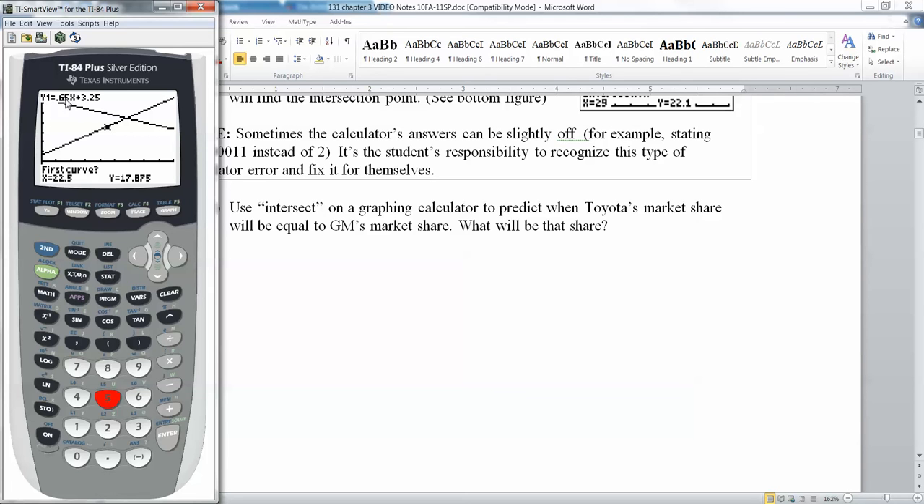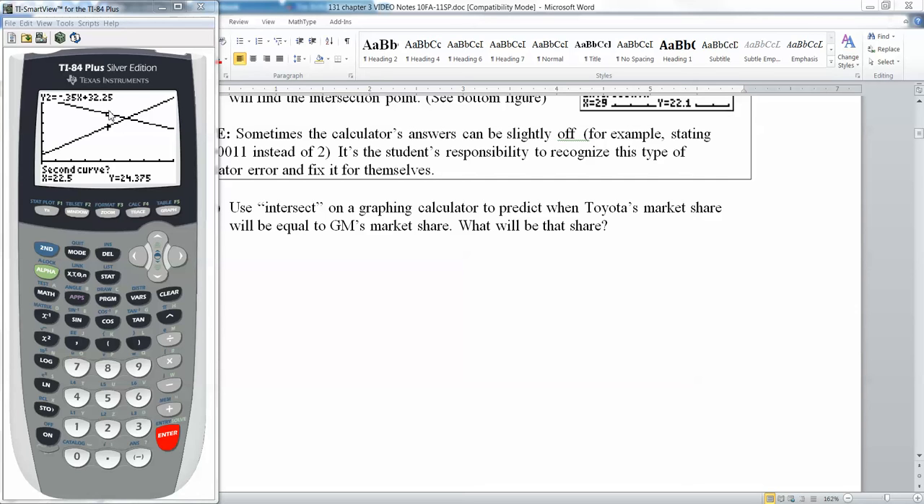Now, some calculators will say y1 equals, it'll tell you the equation. Other ones will just say 1 or y1, depending on which edition of the TI calculator you've got. So it's saying, hey, is that y1 your first curve? You want to say yes. So the way to say yes on a calculator is to press enter.